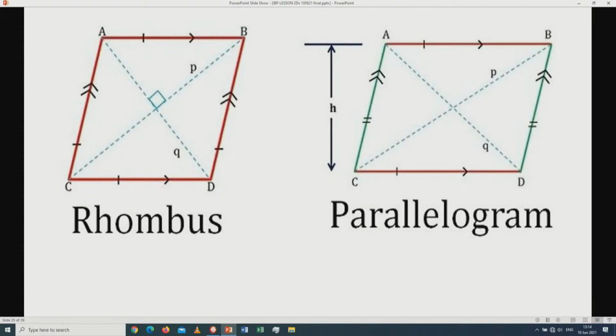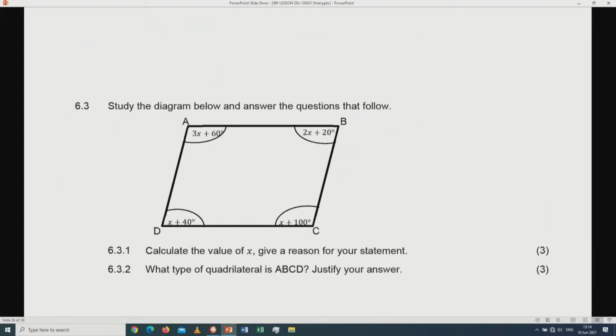Again, if there's confusion between rhombus and parallelogram, the difference is: rhombus, all sides equal; parallelogram, only opposite sides equal. The diagonals of a rhombus bisect at 90 degrees, whereas in a parallelogram they do not, but remember the diagonals bisect each other.